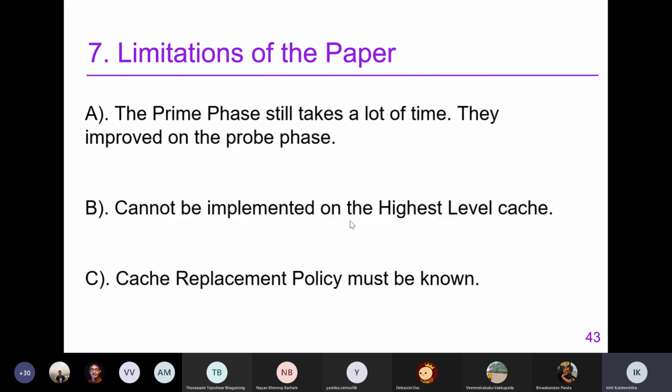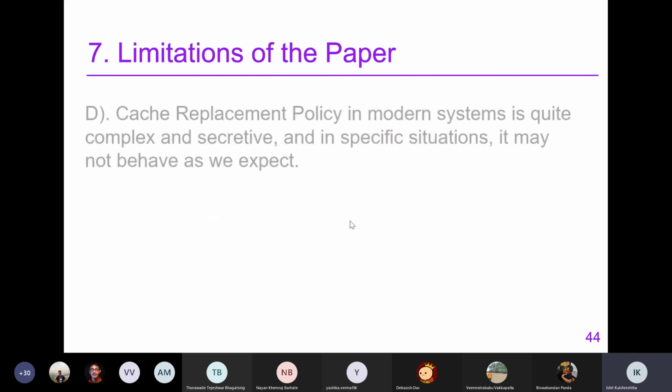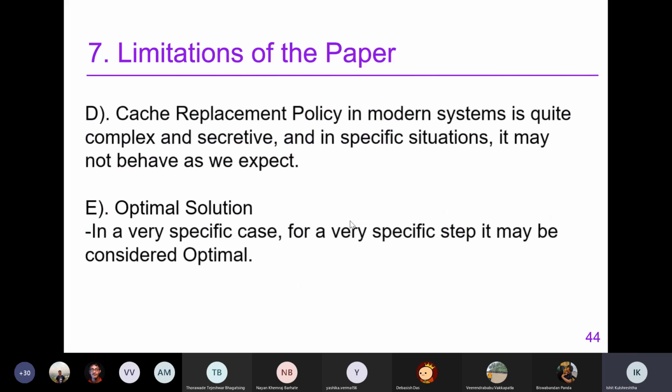And the second one is that it cannot be implemented on the highest level cache. So we at least need two levels of cache, because we scope on the highest level of cache. It cannot be done on the highest level cache, or if there is only one level of cache. And the third one is that the cache replacement policy must be known. If we don't know, then we cannot put in the scope element.